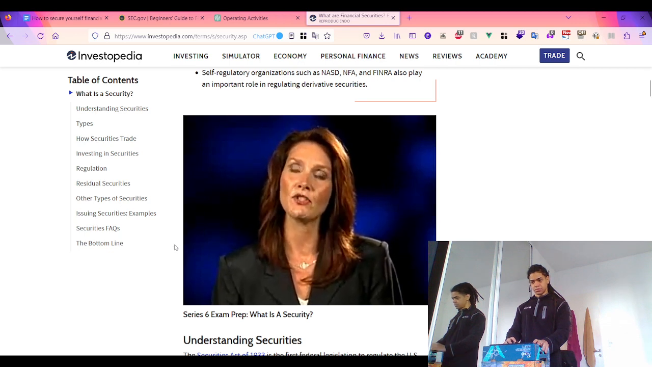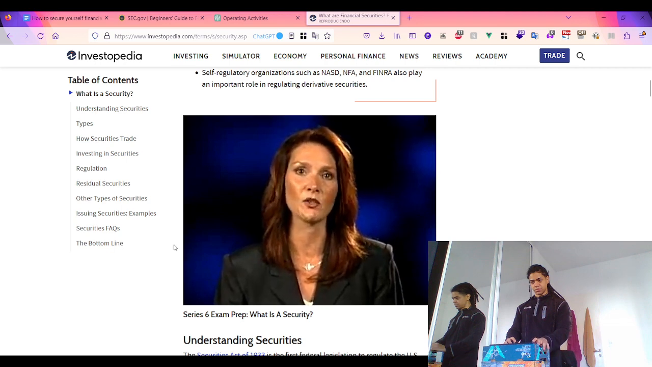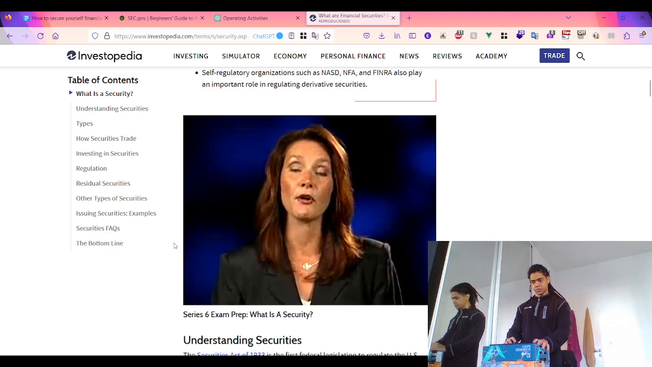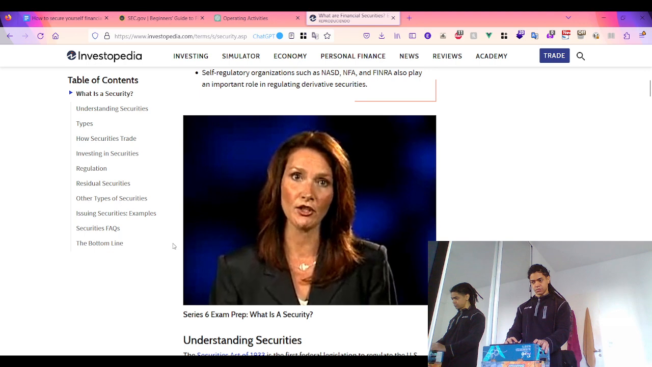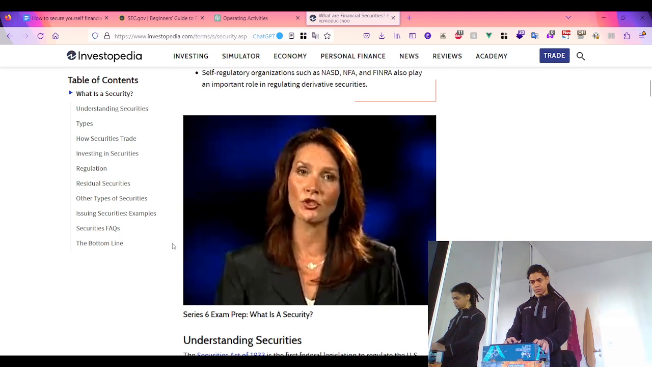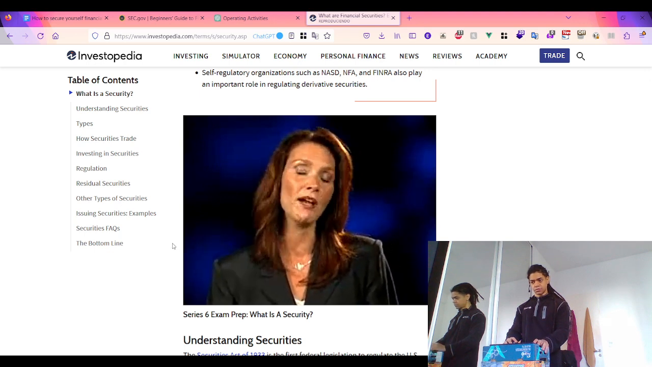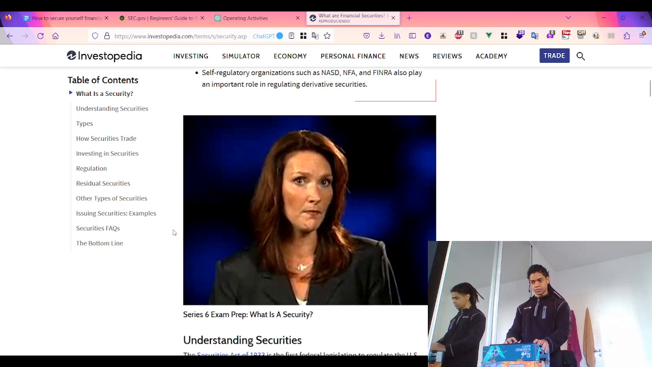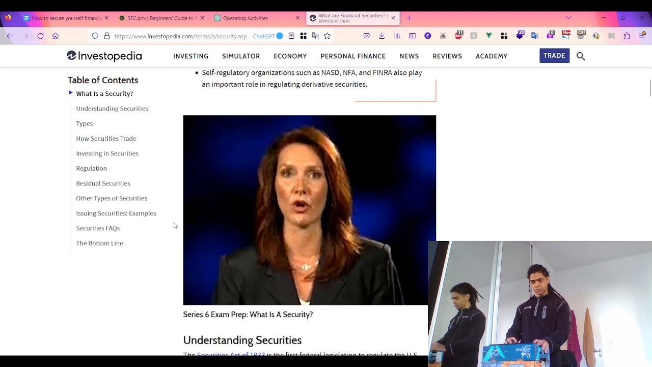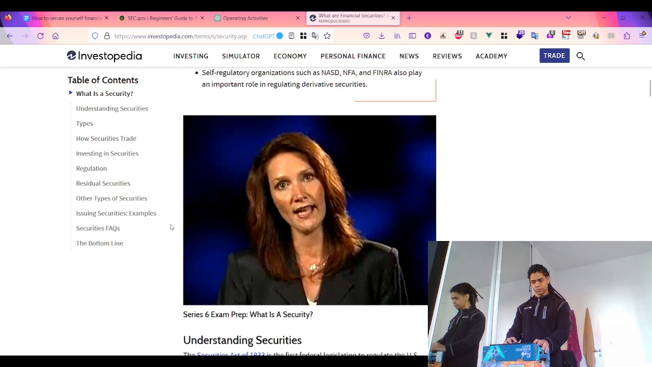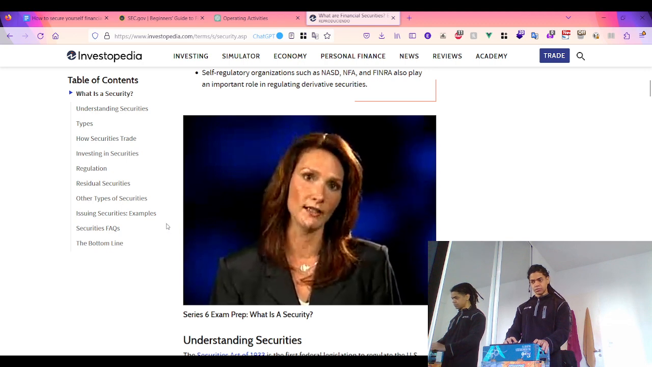We have other types of securities as well besides stocks and bonds. We also have mutual funds, variable annuities, which are considered to be securities, options, which are securities in their own right and derive their value from the underlying security, and we also have rights and warrants. It's really important for the test to determine what's a security and what's not.